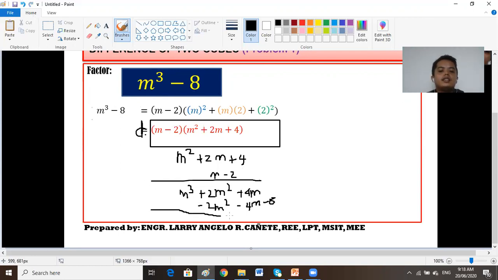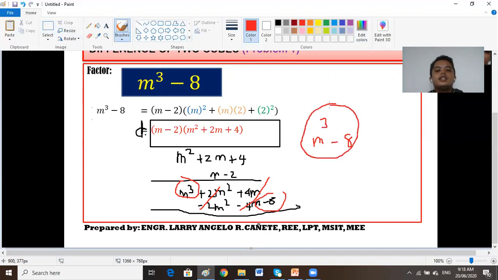So with that, notice that this is cancelled, cancel. So the remaining are only this one and this one. So the final answer now is m cubed minus 8. Notice that it satisfies the given. So therefore, that is the correct answer.